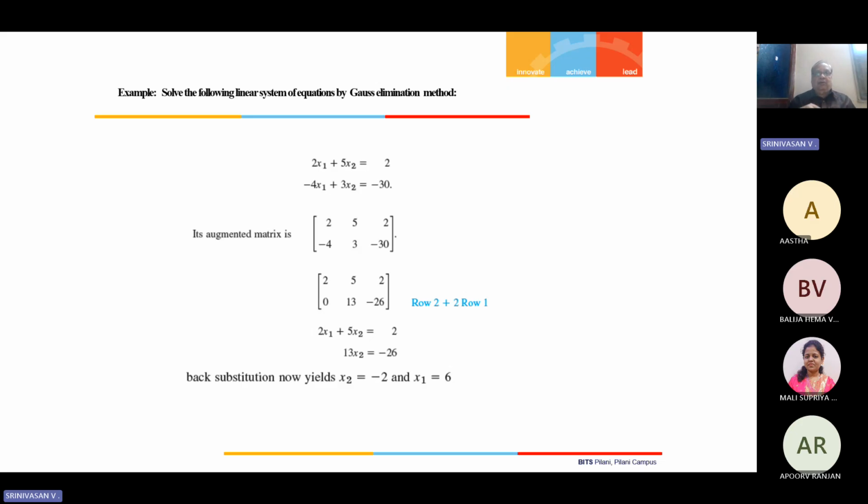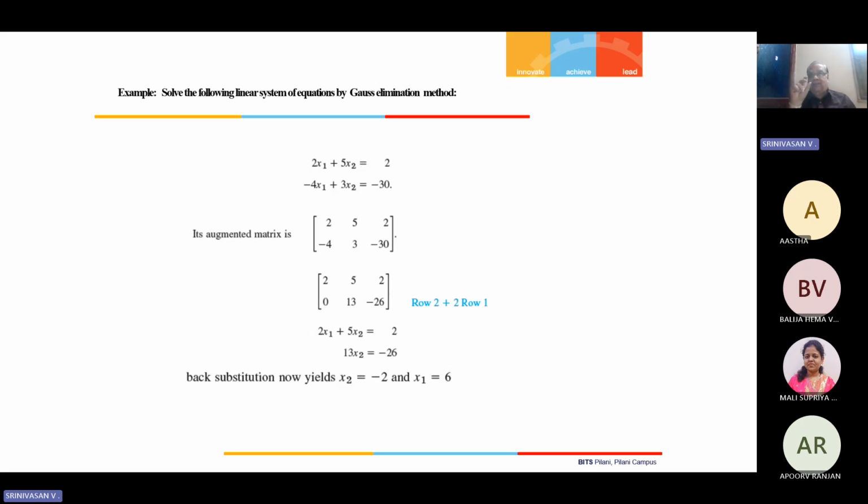So minus 4 you have, and you concentrate on only one element which is to be made 0, that is minus 4, against the corresponding element in the first row, that is 2. So how do you get 0? Keep R2 as it is. Go to R1. R1 stands for the first row, R2 stands for the second row, isn't it? So 2 times R1, that is, minus 4 plus 2 into 2 will make it 0.